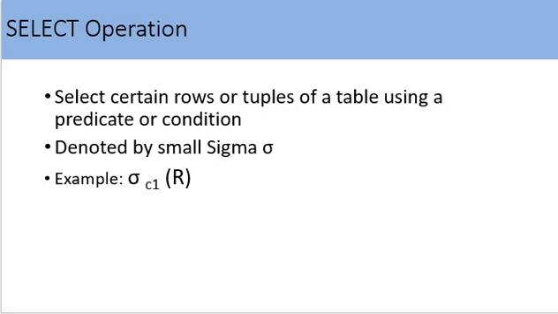Lower Greek letter sigma is used to denote the select operation. The predicate or condition appears as subscript to sigma. In this example, sigma C1 into R, C1 is the predicate or condition. The argument relation R is given in parentheses following the sigma.